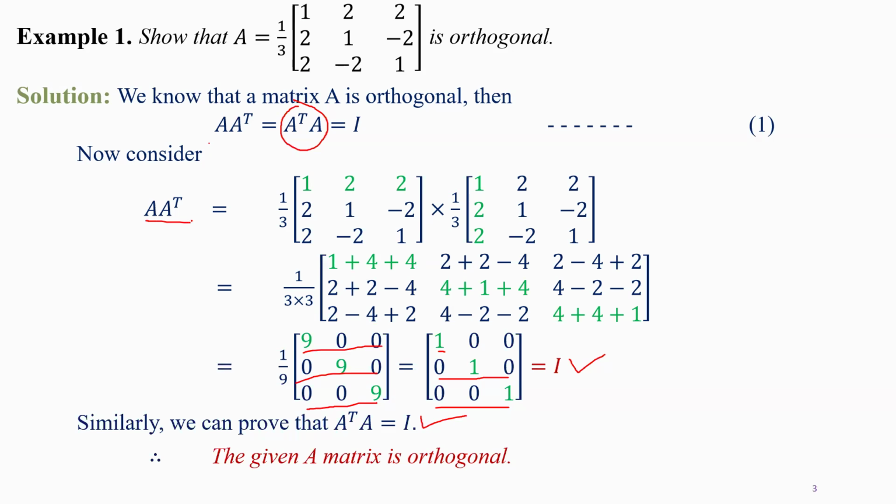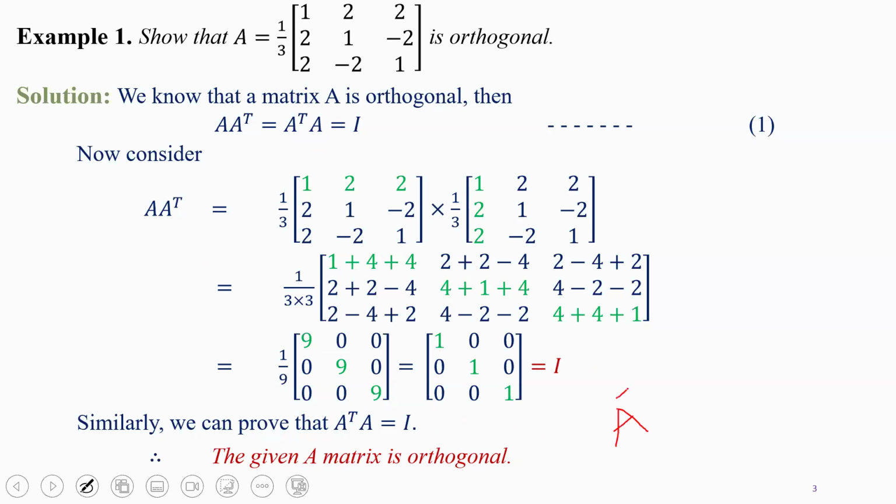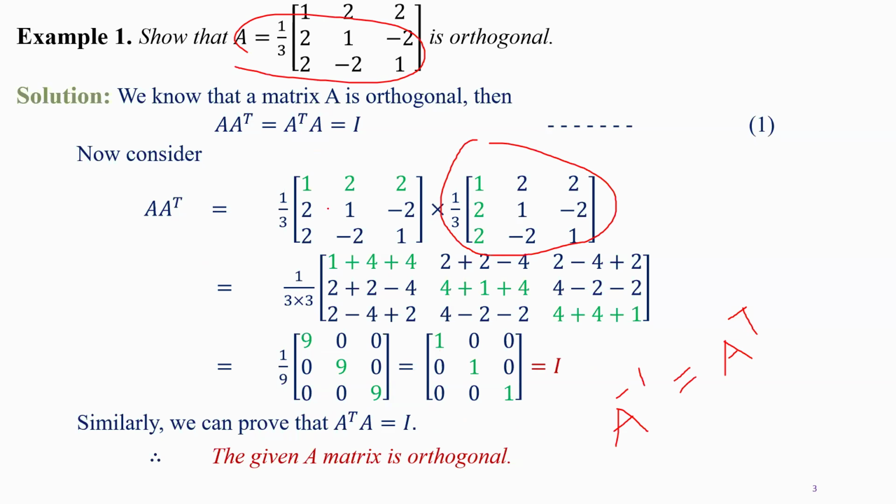Now one question can also be asked: if the given matrix is orthogonal, what is A inverse? If you want to find the inverse of A, it is nothing but A transpose. So the inverse of A is the A transpose if the matrix is orthogonal.